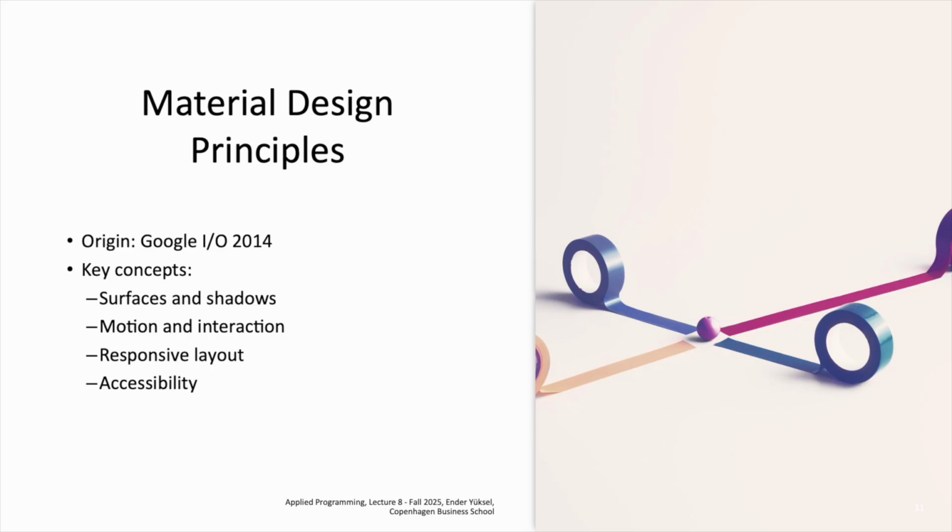intuitive motion and depth. Key principles include the use of surfaces and shadows to convey hierarchy, meaningful motion to guide user interaction, and responsive layouts that adapt to different screen sizes. Accessibility is also a core tenet, ensuring that interfaces are usable by everyone, including those with disabilities. This is a design language for consistency across platforms.